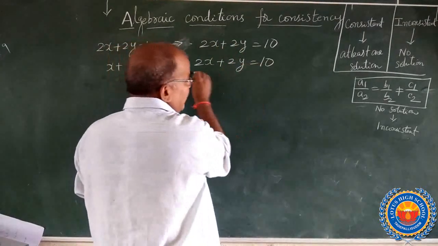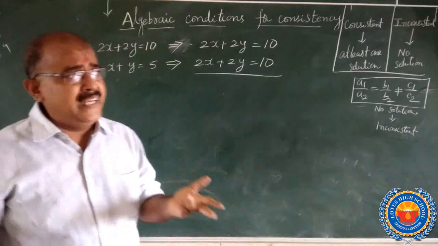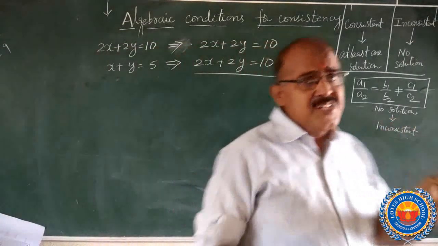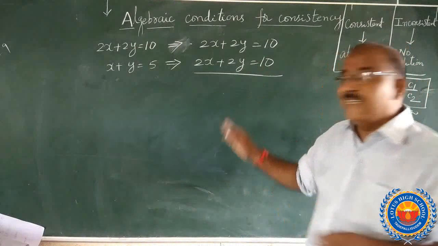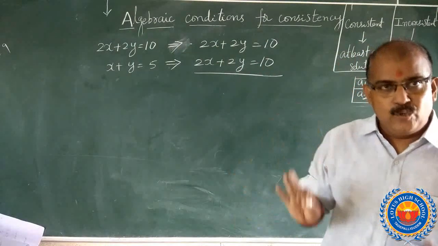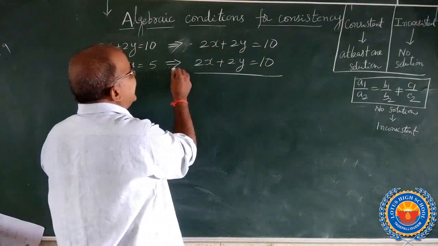So we can say this pair of linear equations, as you know very well from 9th class itself, linear equations in two variables, are having infinitely many solutions. In this case, infinitely many solutions. If you want, you can go for the elimination method.